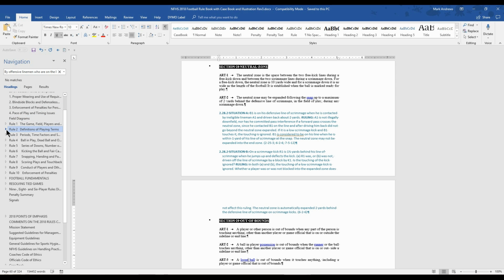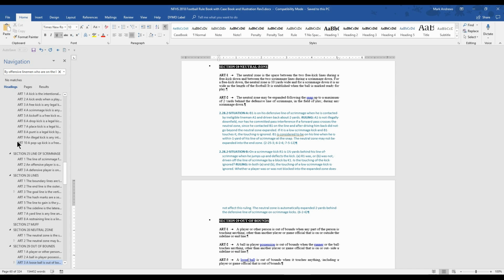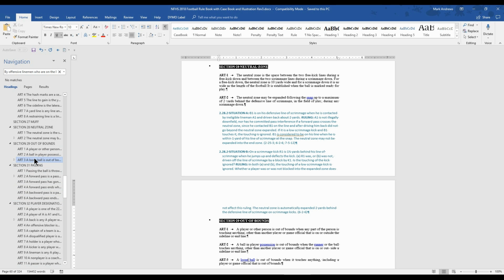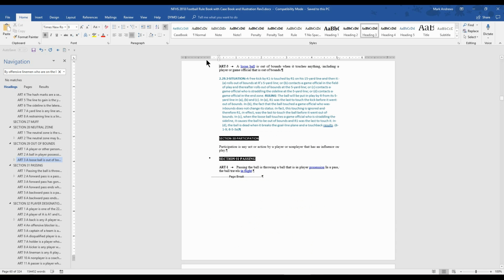If we expand Rule 2 and scroll down to Rule 29, Article 3, which is the rules reference that was in the question, we get: a loose ball is out of bounds when it touches anything, including a player or a game official that is out of bounds. Okay, so that's great. But do we all understand what a loose ball is? If you don't, you can hover over that term if it has that blue underline and is in blue script, and you'll see the beginning of the definition.